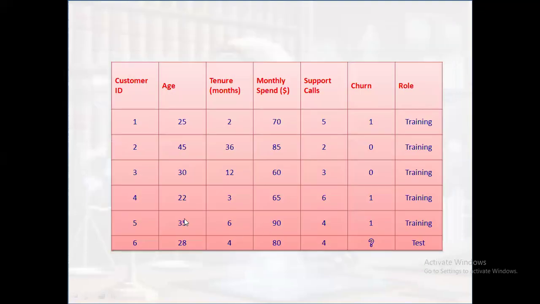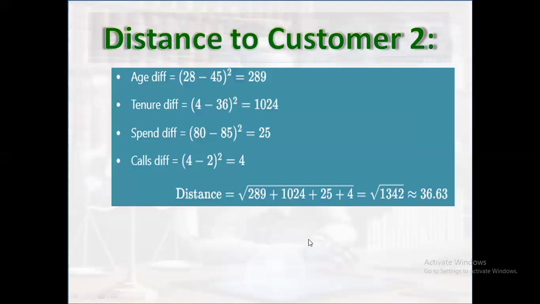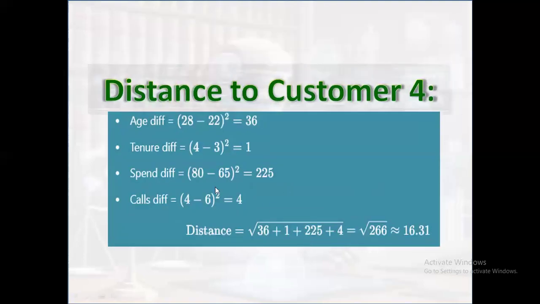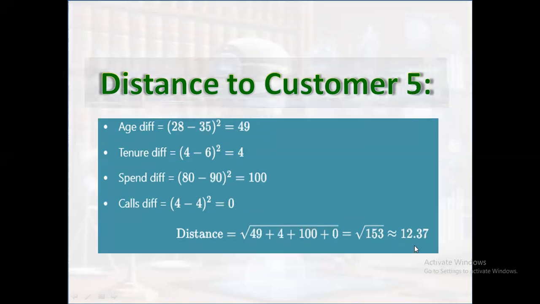And for customer ID 4, 28 minus 22 the whole square. In the table you can easily find tenure 4 minus 12, 4 minus 3, spend 80 minus 65, call difference is 4 minus 6. If you take the square, the minus gets cancelled. So the distance is root of 36 plus 1 plus 225 plus 4, equal to root of 226, approximately 16.31.